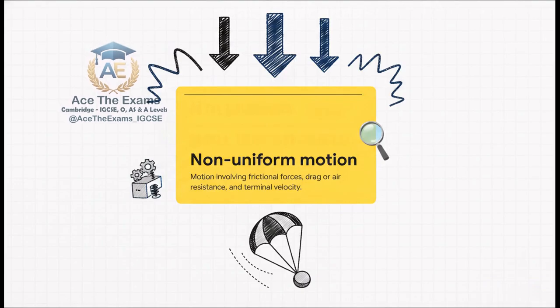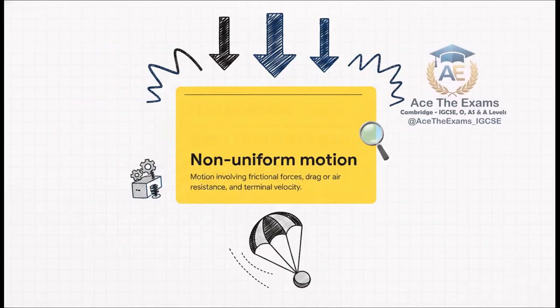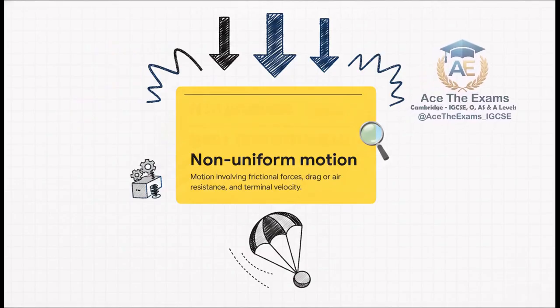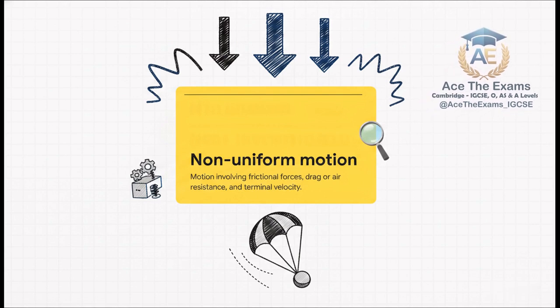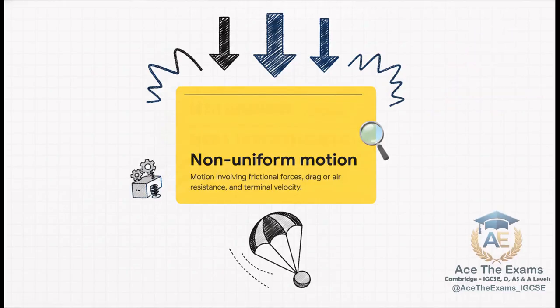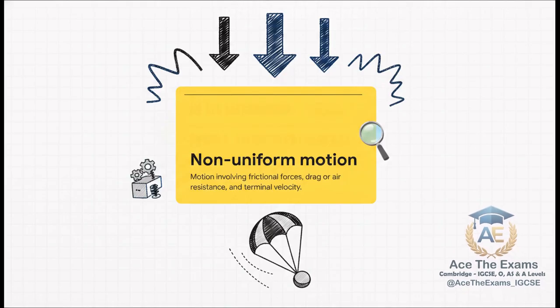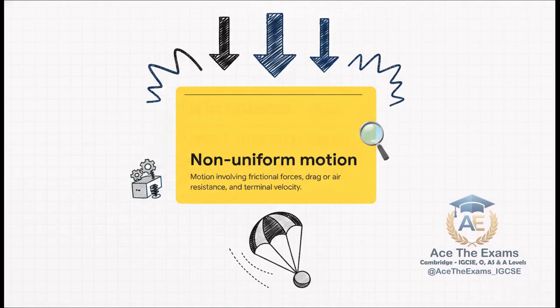Okay, so non-uniform motion isn't just your basic run-of-the-mill acceleration. We're talking about motion that involves frictional forces, drag or air resistance, and of course, terminal velocity. Picture a skydiver in free fall yanking open a parachute. That velocity violently shifts because massive air resistance is suddenly fighting gravity. The syllabus hammers home that top-performing students have a connected, conceptual grasp of these dynamic forces. You can't just memorize a textbook definition.